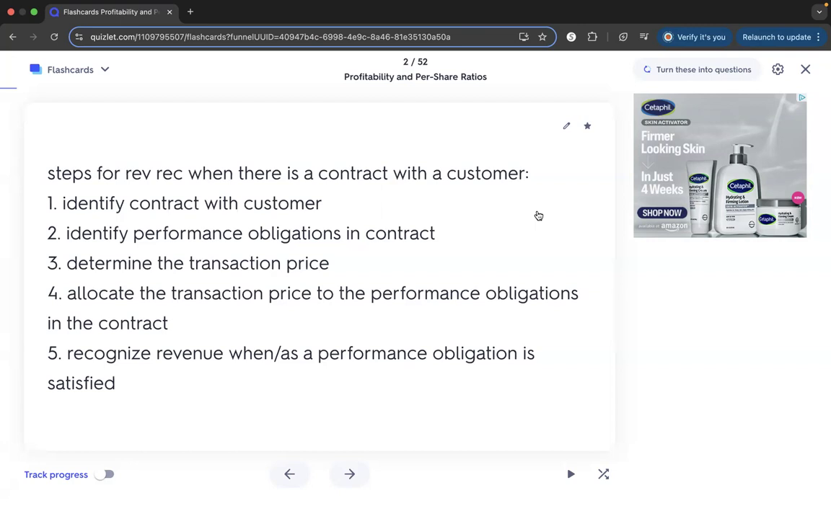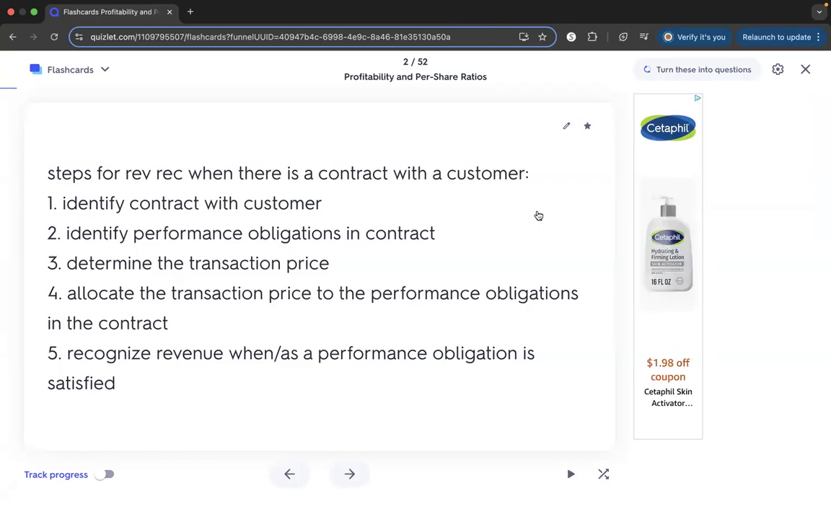So let's say it's $1 million to build these 5 buildings. Then step four, you need to allocate that total transaction price to each of the performance obligations in the contract. So if the total contract's $1 million and there's 5 buildings, you probably will do it straight up and just say each building is $200,000 for the performance obligation.